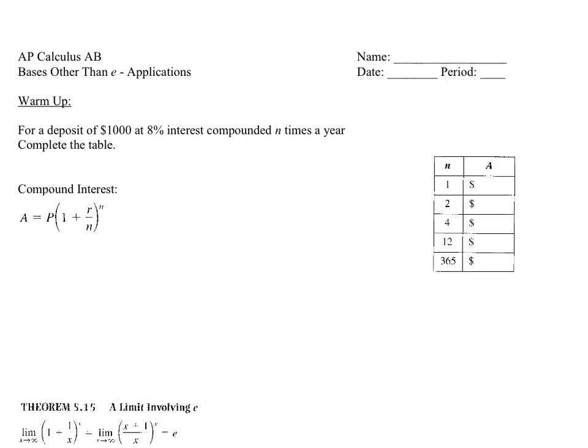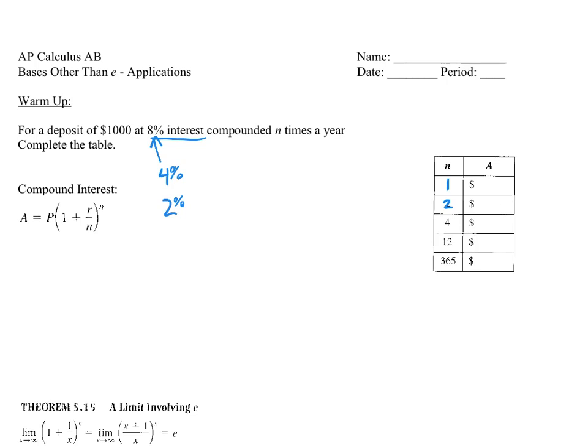So if n is 1, then that means we're only going to compound once a year, so that 8% interest is the rate per compounding period. However, if n is 2, I'm not going to make 8% every time it compounds. I'm going to make 4% every time it compounds. If n is 4, 8 divided by 4, I'm only going to be making 2% every time it compounds, every 3 months in this case. If it's 12, 8 divided by 12, I'm going to make 2/3% every month.